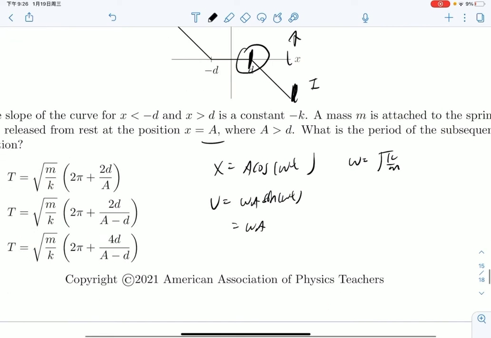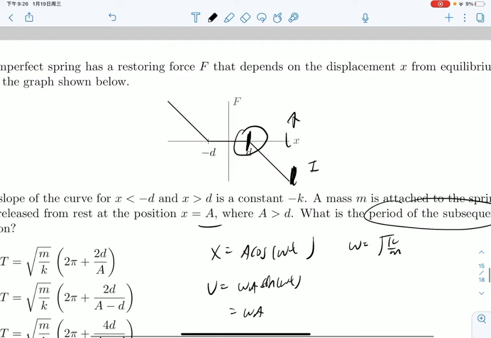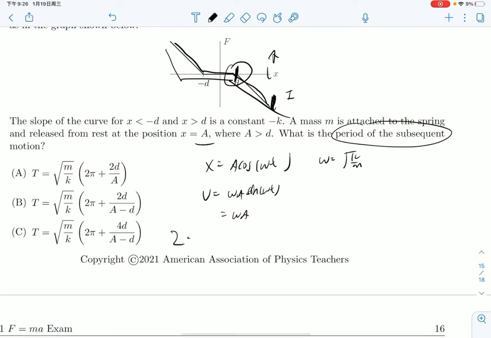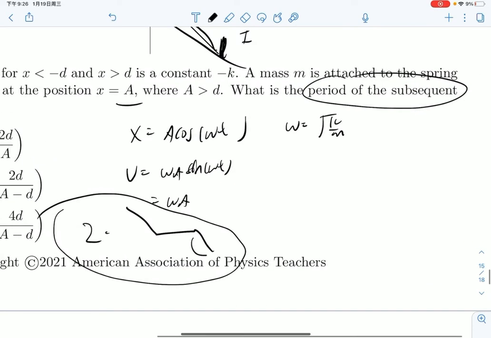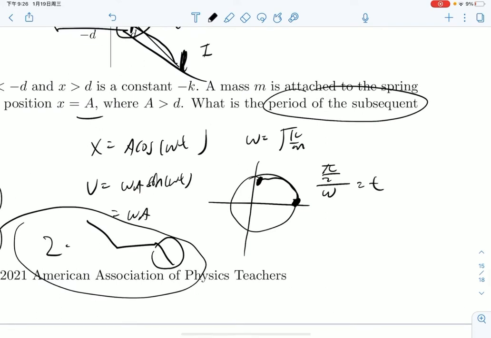So it wants to find the period. It is going from here to here to here, and then here to here to here. So first, it is basically finding 2 times the period of here to here to here. And for this part, the time it takes is basically equal to, if you draw a circle, it's going from this to this direction. So it is pi/2 divided by omega. That's equal to pi divided by 2 times root m over k. And here's double of this, so times 2.